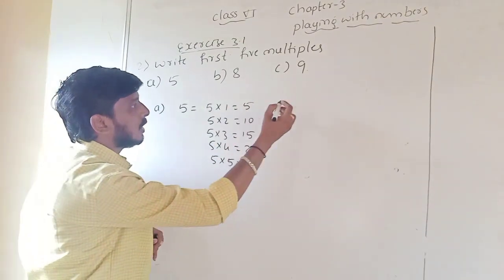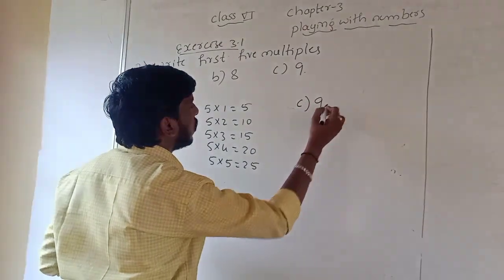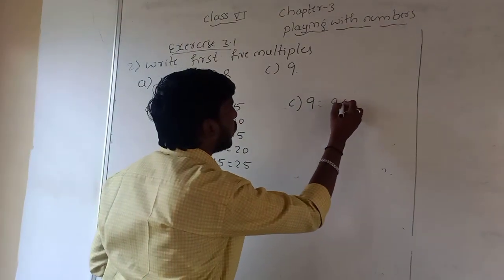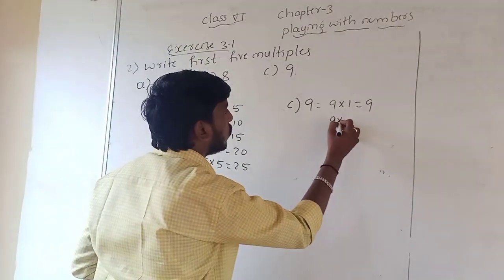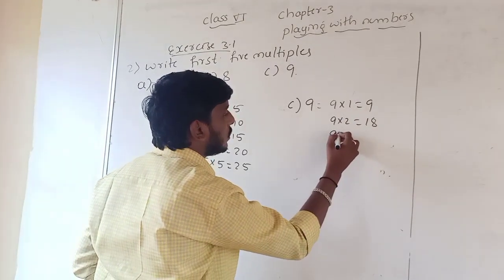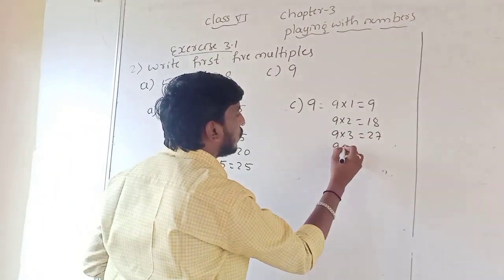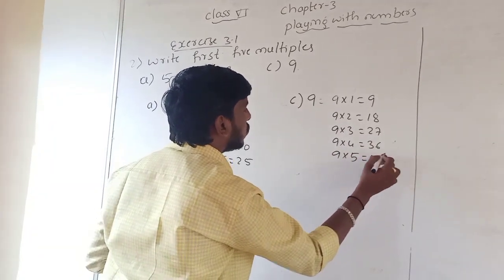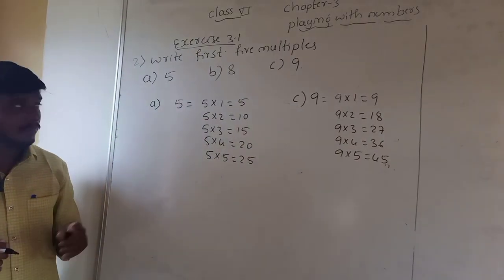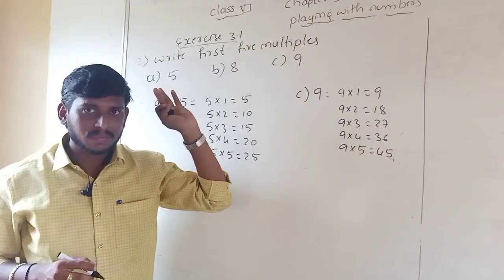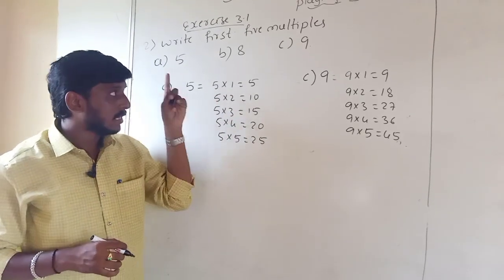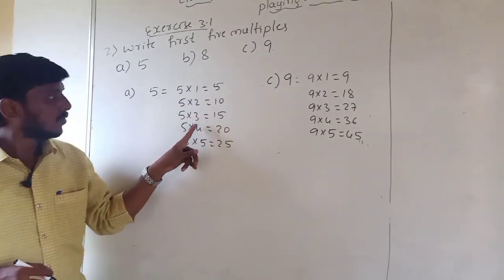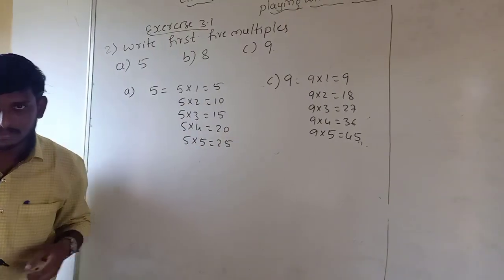Similarly, I will take one more. C. Solve B yourself. 9. So what are the first 5 multiples of 9? Same as it is. 9 ones are 9, 9 twos are 18, 9 threes are 27, 9 fours are 36, 9 fives are 45. So these are the first 5 multiples. Sometimes they will ask to find any 5 multiples. For any 5 multiples you can take any, but in this question they ask for the first 5 multiples only. So you just go for 1, 2, 3, 4, 5 multiples.